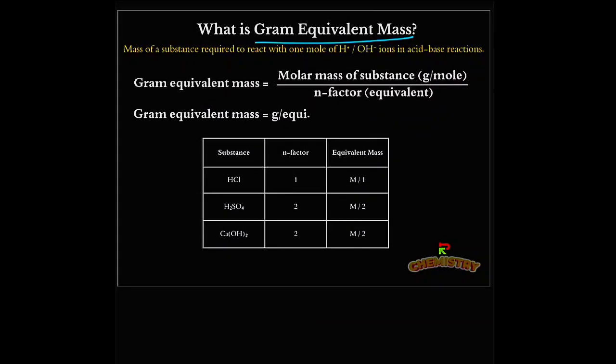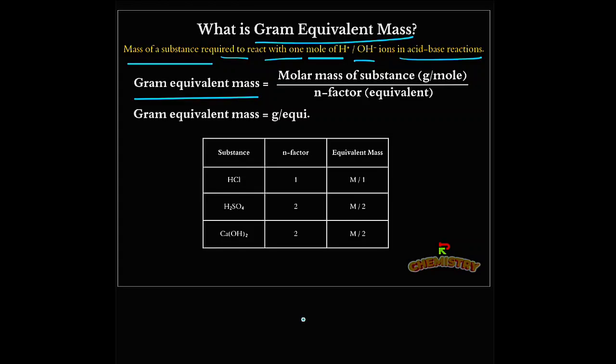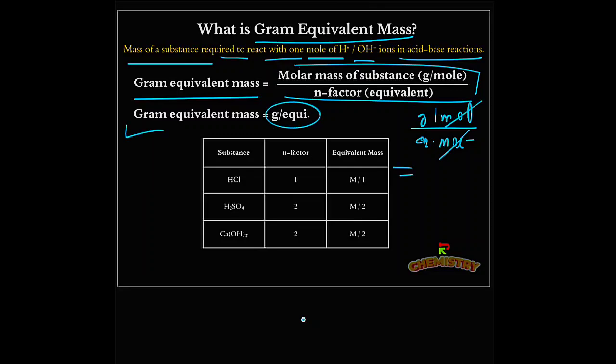What is gram equivalent mass? It is the mass of a substance required to react with 1 mole of H plus or OH minus in acid-base chemical reactions. Gram equivalent mass is formulated as the molar mass of the substance divided by the N factor. We know the unit of molar mass is gram per mole, and the unit of N factor, as discussed in the previous slide, is equivalent per mole. So mole will cancel with mole, and we get the final unit of gram per equivalent for the gram equivalent mass.